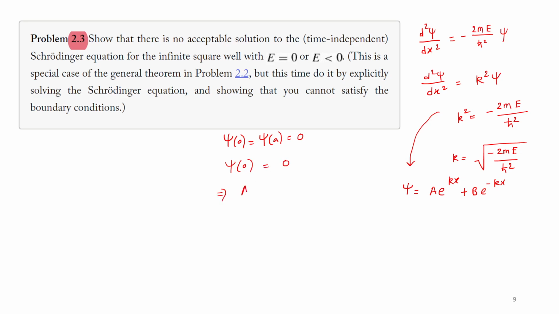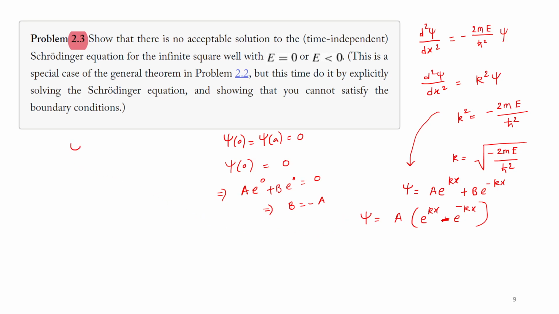Now that will be A e to the power 0 plus B e to the power 0 is equal to 0. Then B is equal to minus A. So if we take A common, we are getting psi equal to A times e to the power kappa x minus e to the power minus kappa x, right? We are getting something like this for now.